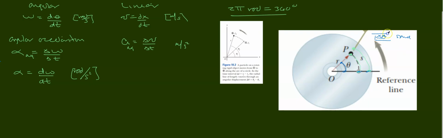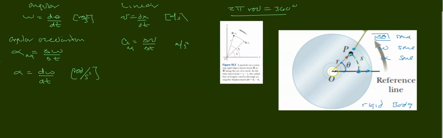So if delta theta is the same, that means that this particle gets here at the same time that this particle gets here. So that means omega is also the same, and alpha. So all three quantities, angular displacement, angular velocity, and angular acceleration, are the same for all three particles in this rigid body. Remember, no deformation.